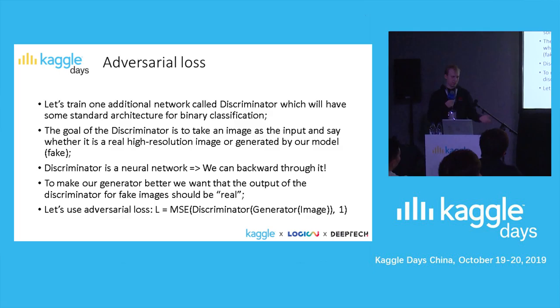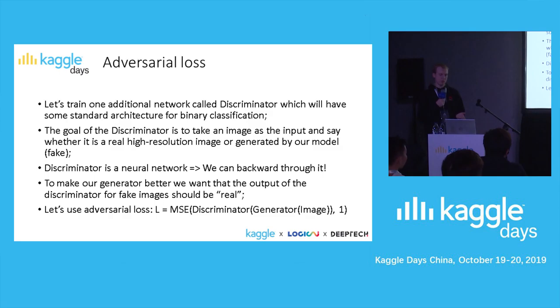And also, another way is to use adversarial loss. Again, let's describe what it is. We have just one additional network, which we call the discriminator. It will be just like a standard binary classification model. The goal of the discriminator is to take one image, and the output, the target, will be whether the image is a real one or generated by our network. So we call such images fake.